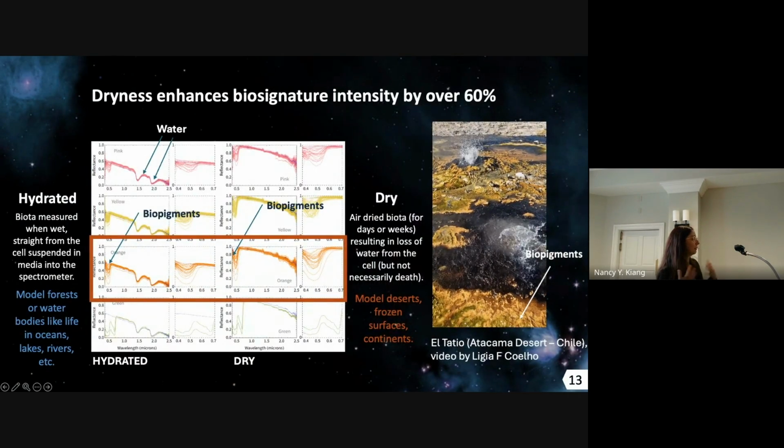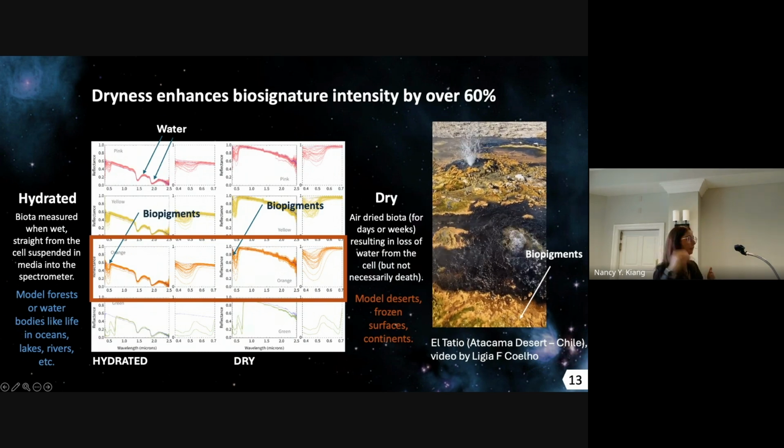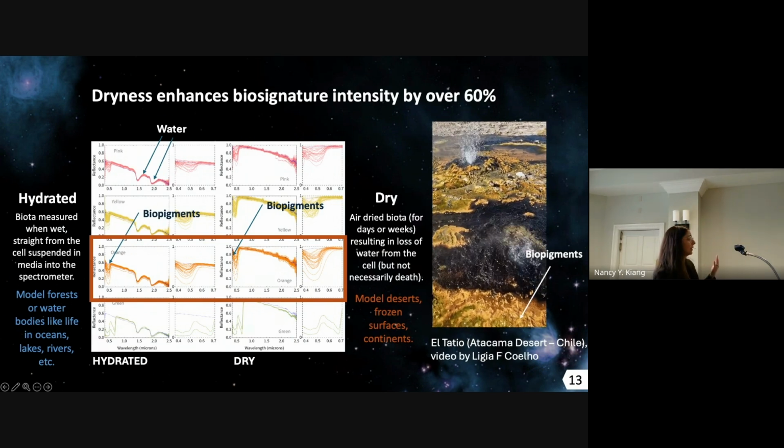But the other thing, and maybe the most important thing we learned, is how dryness enhances the biosignature intensity by over 60%. And this means that if we have measurements of both hydrated and dry biopigments, we can allow astronomers to be more reliable on their models because they can add the hydrated to the oceans and the lakes, and they can add the dry to the deserts, like Terrinder's beautiful work, or to the icy surfaces.